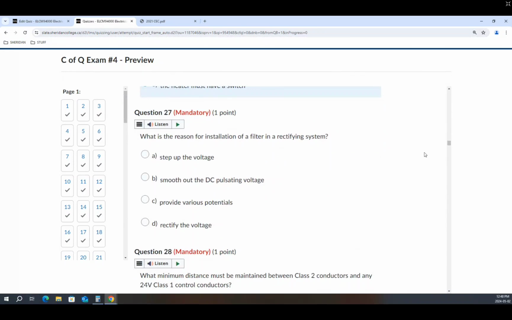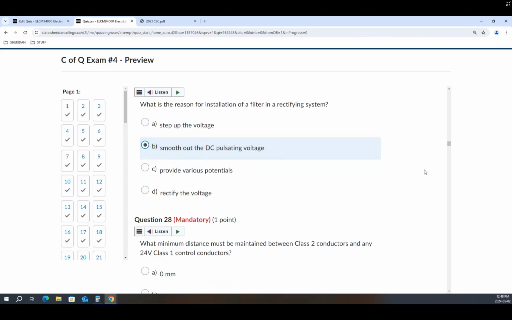Number 27. What is the reason for the installation of a filter in a rectifying system? So it's to smooth out the pulsating voltage.